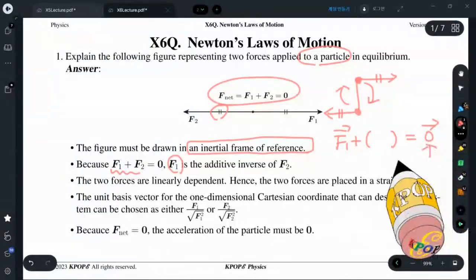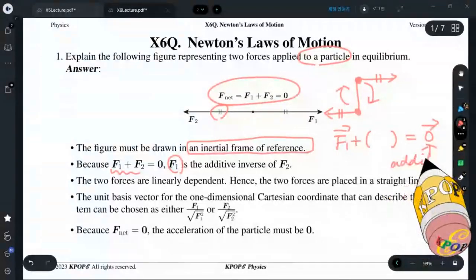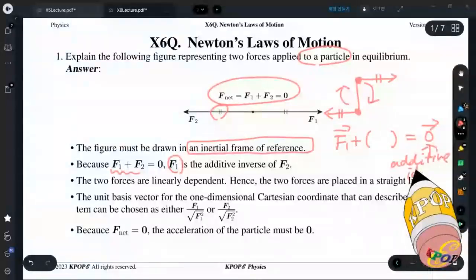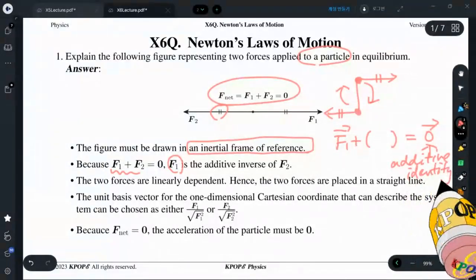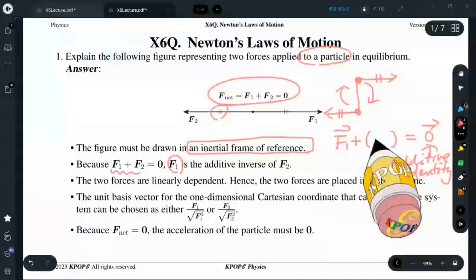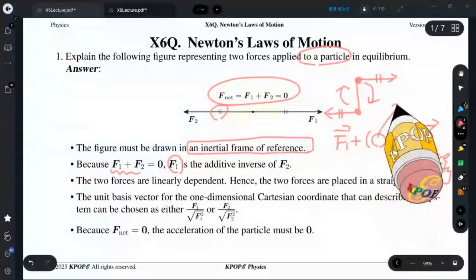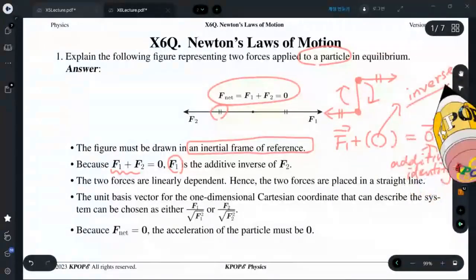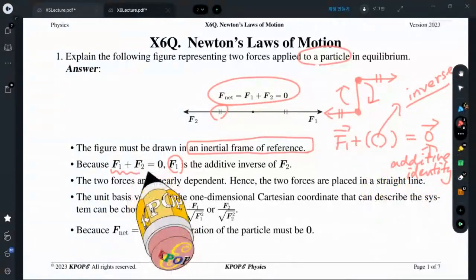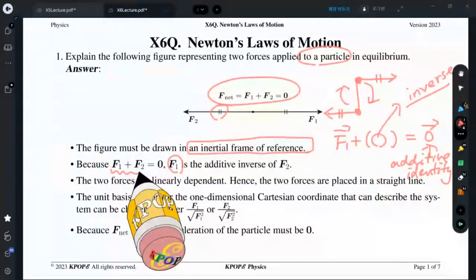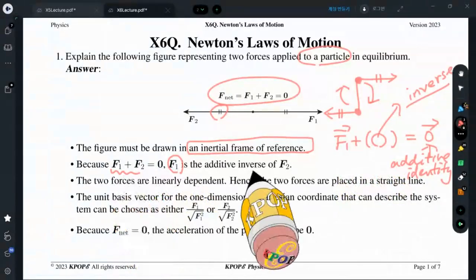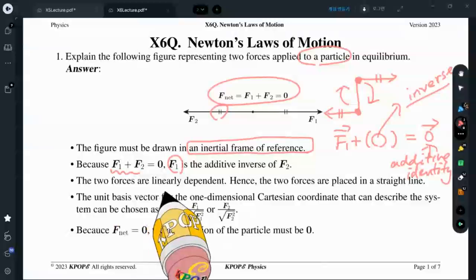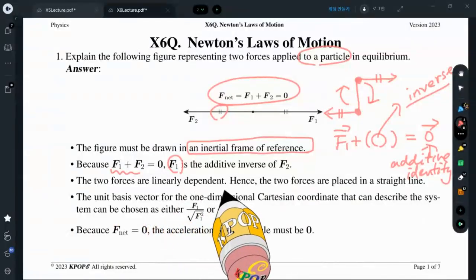If you have additive identity, as a result, after the sum, this element is called additive inverse. Okay? So F2 is the additive inverse of F1, vice versa. Two forces are linearly dependent.